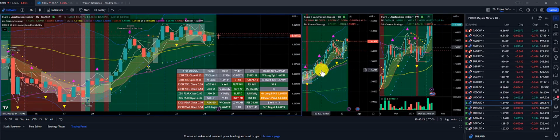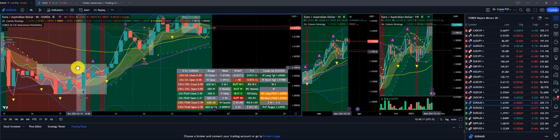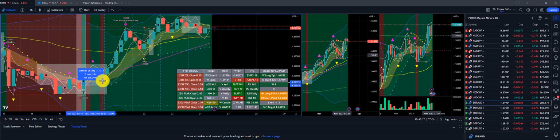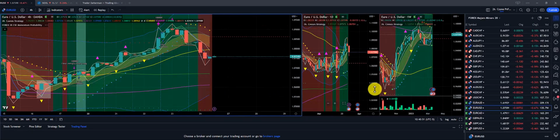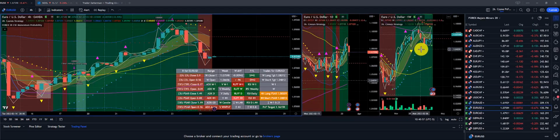Everything in alignment for euro, Aussie dollar. One thing was that it was a PSR flip here, opened here, came back, hit the Z3 excursion for a nice low risk entry. Beautiful. 245 pip gain.